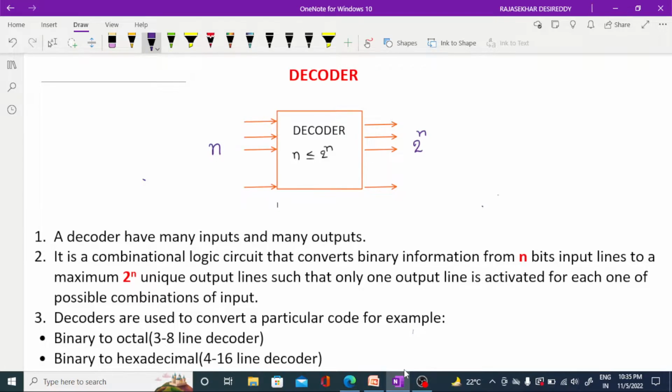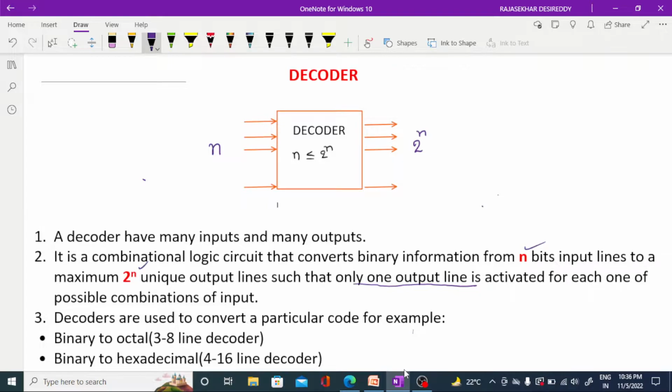The decoder is a combination circuit. It converts the binary information from n bit input lines to a maximum of 2 power n output lines in such a way that only one output line is activated for each one of the possible combinations of input. This point is important. Only one output line is activated for each one of the possible combinations of input. Remember this point.